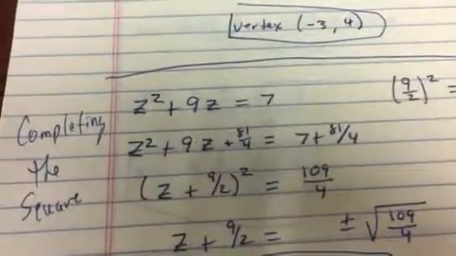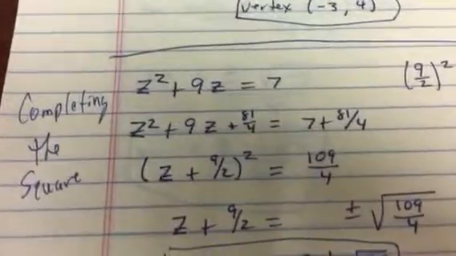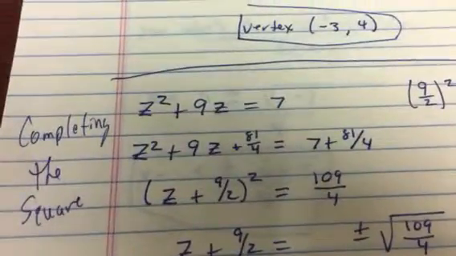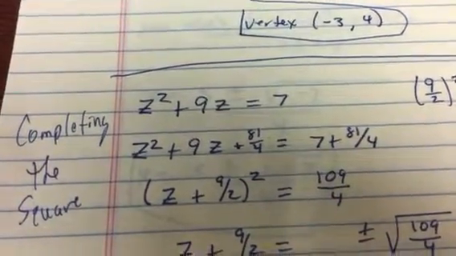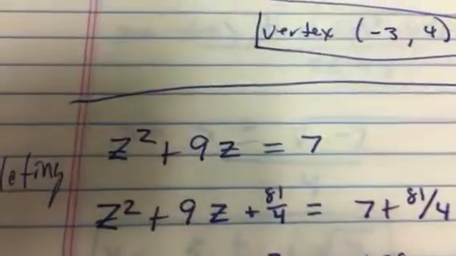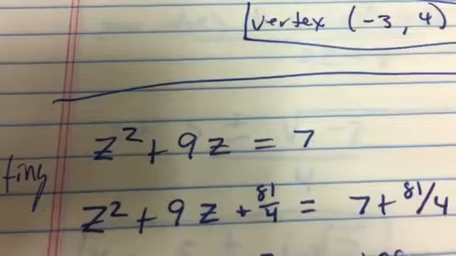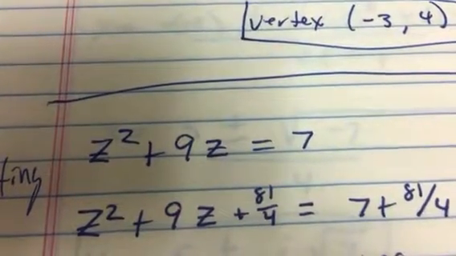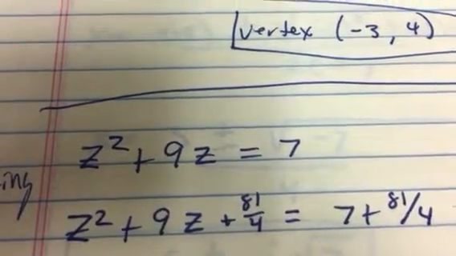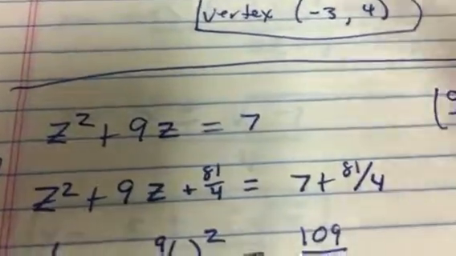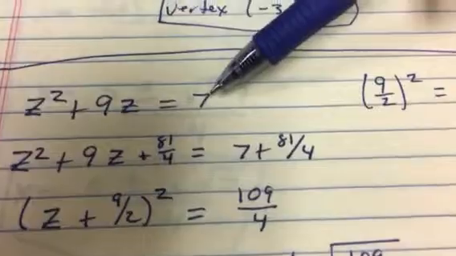In this video, I want to show you how to do the process of completing the square. We have a trinomial equation that is z squared plus 9z equals 7. To complete the square, you always have to have the constant over on the right side.